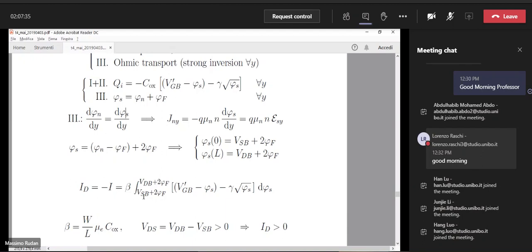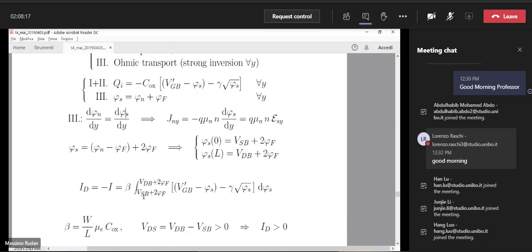Of course, there are limitations because this formula applies only if the channel is well formed. So it applies only in the condition of strong inversion of the channel. And this is not the only condition that is possible in the MOS transistor, of course. So this is a simplified theory, but it works quite well for many operating conditions of the device.